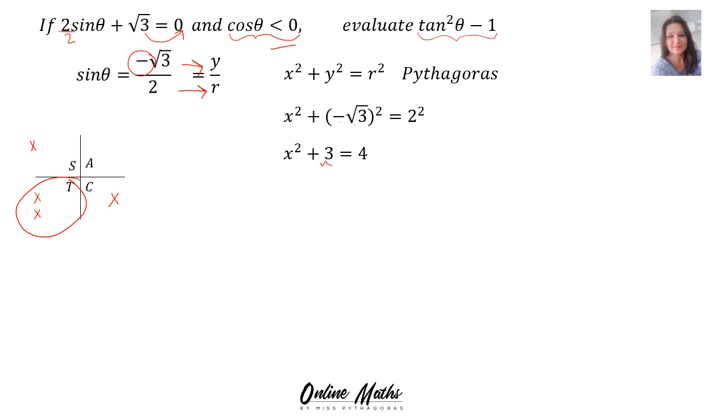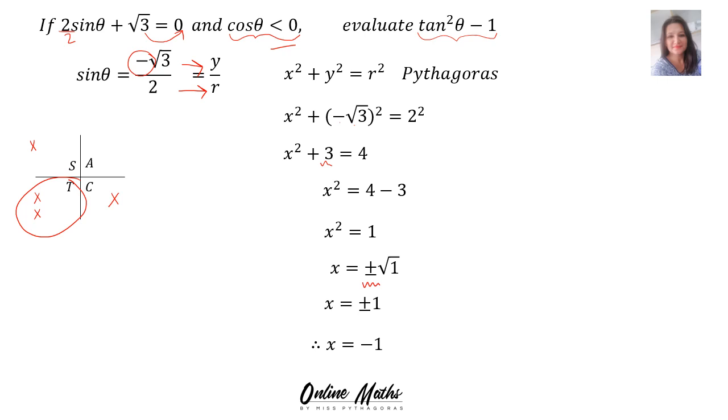Now we can solve x. The 3 will walk across. X squared is 4 minus 3. X squared is 1. We don't want x squared, we want x. So we take the square root both sides. When you take the square root, you add plus or minus. Therefore, x is plus or minus 1. Now, which x to choose? We are working in the third quadrant and x there is negative. Therefore, x is negative 1.